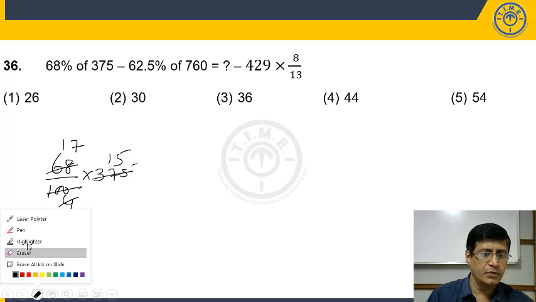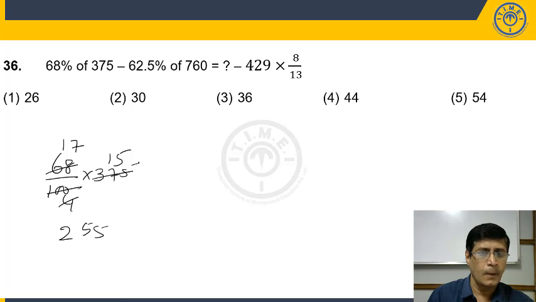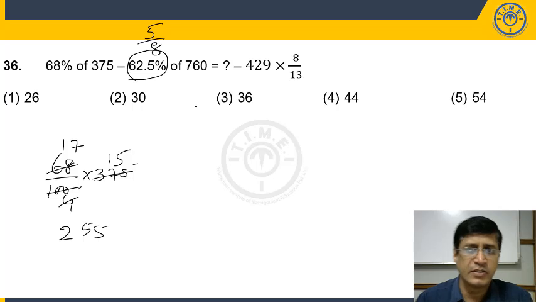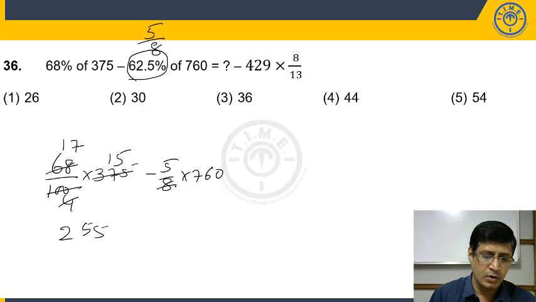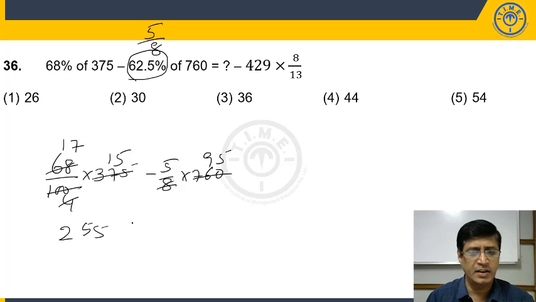Now 255. Now 62.5%. 62.5% means, by using the percentage values of the reciprocals, 5 by 8 is equal to 62.5. So 5 by 8 of 760. So how many times does 8 go in 760? Now 8 goes 95 times. So 95 into 5, 450 plus 25, it is 475 plus.